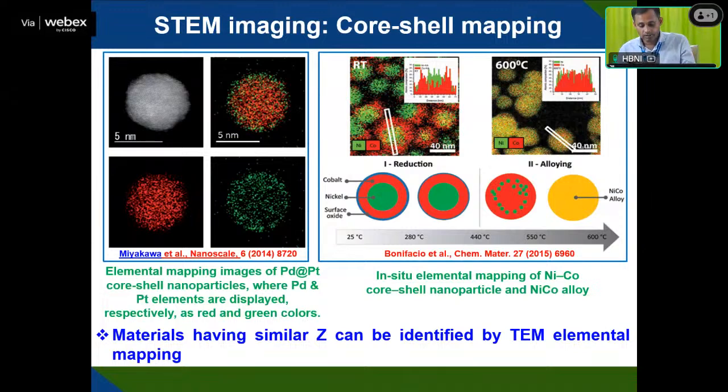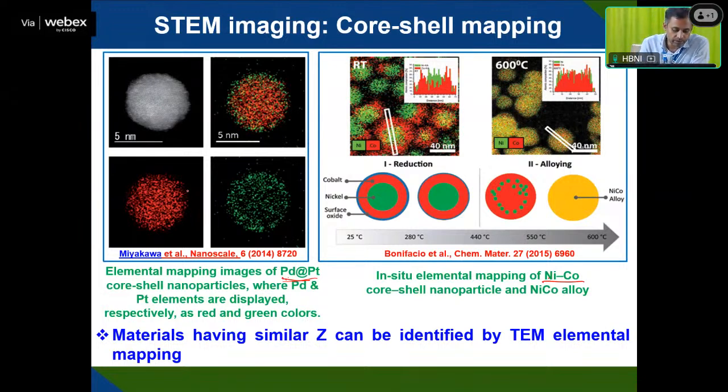But if you have almost similar Z components, like the two examples I have shown here, one is Pd and Pt, one is nickel and cobalt. You can see Pd and Pt, their Z value is almost similar. Similarly, nickel and cobalt, their Z is almost the same. Being the same, it's very difficult to see the core shell information by mass contrast or thickness contrast. For that, you go for this STEM imaging analysis.